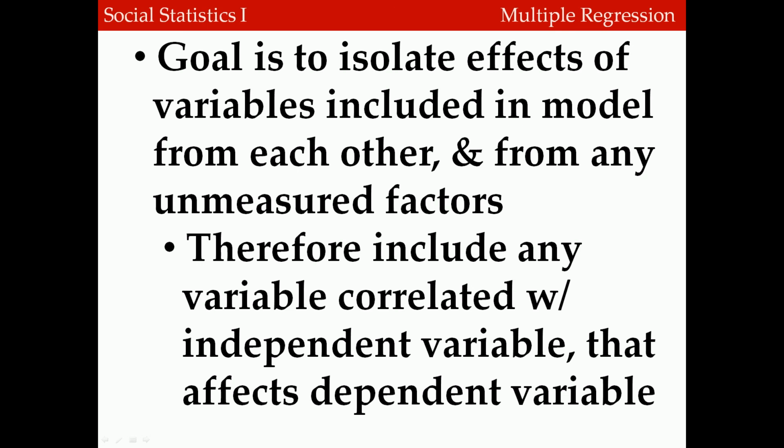And so our goal is to isolate some variable that we've included in the model that we're most interested in. And so we're trying to isolate the effects of those variables from each other and from anything that we've left unmeasured. Therefore, what we're trying to do basically is to include any variables that affect our outcome, our dependent variable, that are also systematically correlated to the independent variables that we're most interested in.